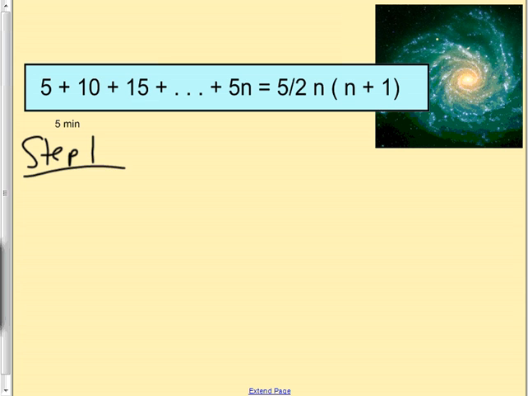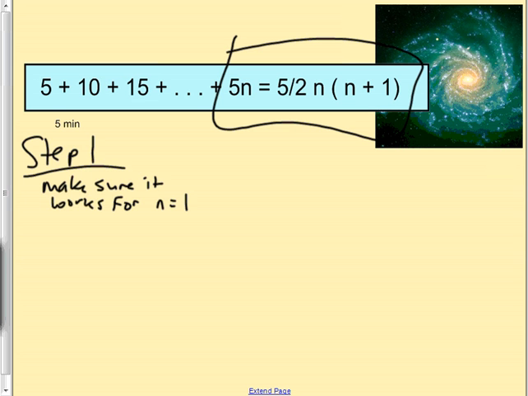is to make sure it works for n equals 1. That would be the simplest case, right? If we wanted to do 1 term. So everybody write down this, stick a 1 in it to verify that it actually works. We just proved it for 4 a second ago. Now we're just proving it for 1.